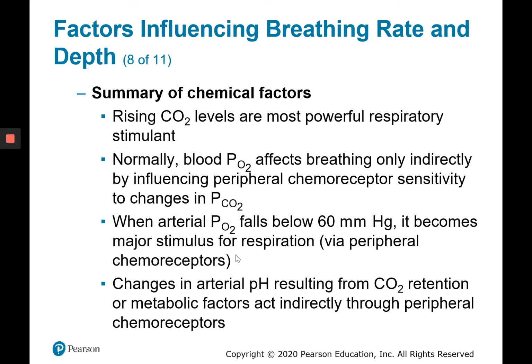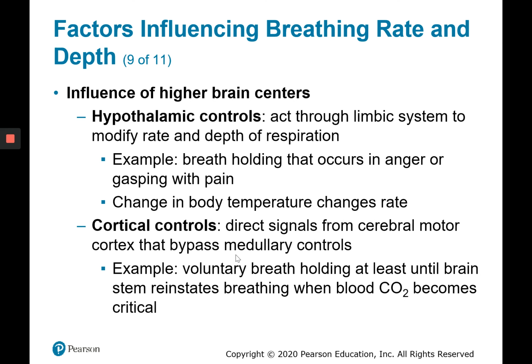You have to have a substantial drop in the partial pressure of oxygen for it to be a respiratory stimulus. And pH, while it can be a respiratory stimulus that causes changes in breathing rate and depth, it's usually going to be metabolic factors that indirectly, through peripheral chemoreceptors, cause changes in breathing rate and depth. So arterial pH does not have to change because of respiratory factors. And we'll stop there for right now. In the next part, we will look at the influence of higher brain centers on breathing rate and depth.